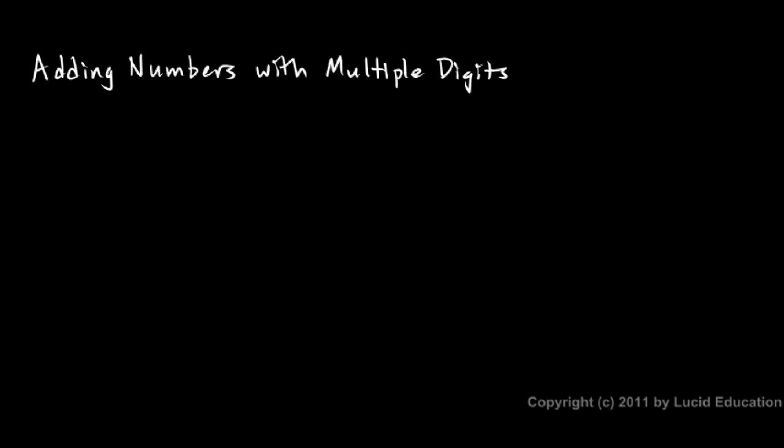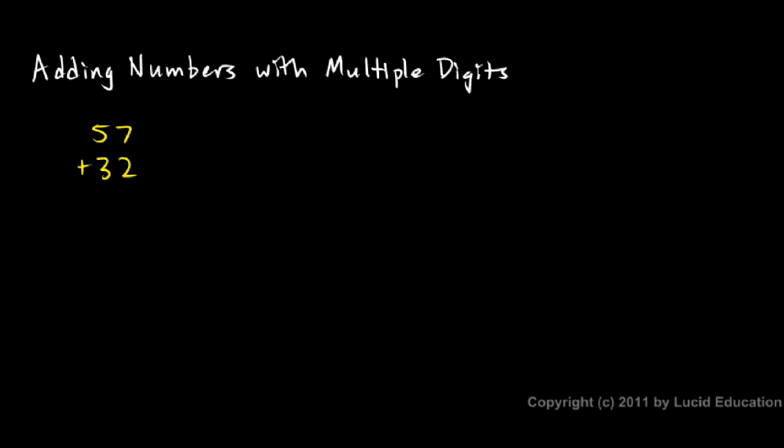Now we'll go over the basic rules for adding numbers with multiple digits. And again, this is stuff you should already know, but we'll review it quickly here just to make sure you have it down, and I'll make some comments along the way. Let's look at this example, 57 plus 32.